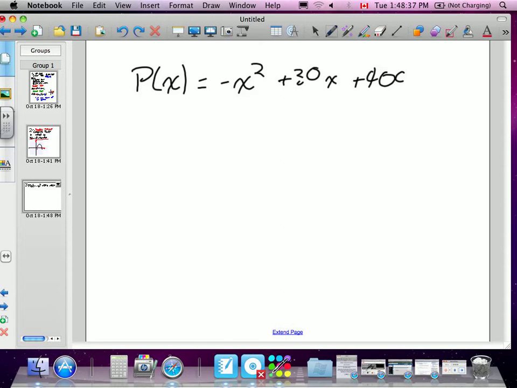Now, when we're used to factoring, what's the very first thing we need to do when we're factoring? What type of factoring? Anyone know? There we go. Greatest common factor.